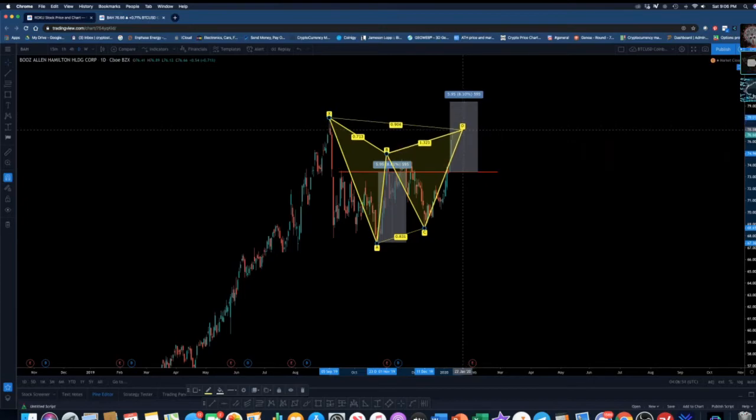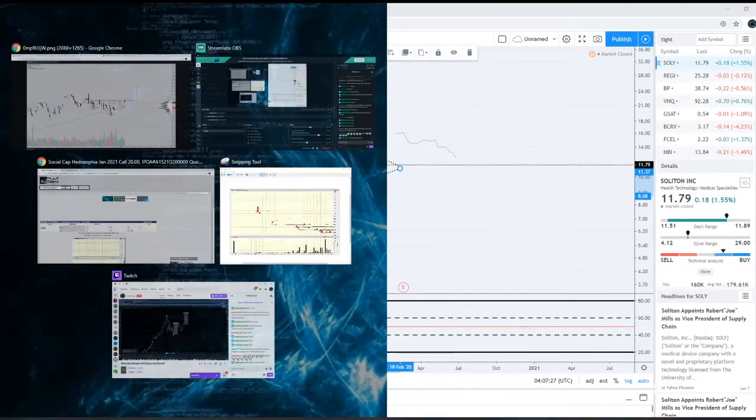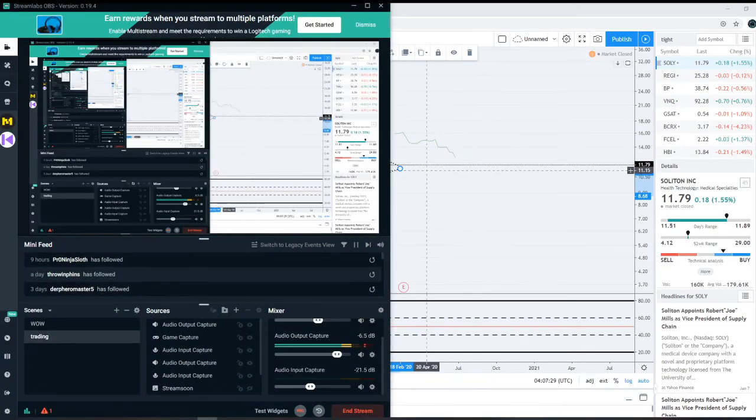0.886 would be... I'm going through different harmonics to see which one lines up the most, because you can have something that has similar XABCs, but they have different Ds. So as you hit one, it starts as a cipher that you're aiming at, or a bat or a shark or whatever it is, you're looking for that D. By the time you've put in the first four, you've checked a lot of them off the list. So you're left with maybe two, maybe three harmonics left.